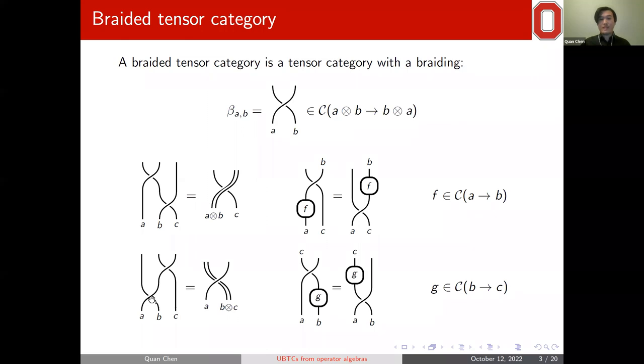And the other one, you braid A and B first, and then A and C. It should be the same as A braided with B tensor C, and also this one. All right. So far, so good.